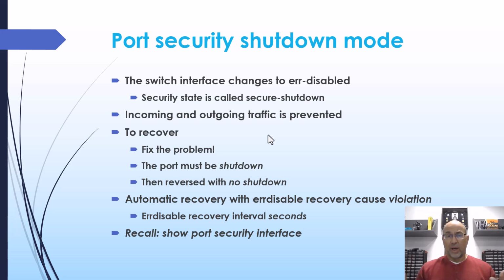Now, the way that you recover is to first fix the problem. Why was there a violation? Why did your port security react the way that it did? So you've got to fix that. And then what you do is, as you saw in the demonstration, we're going to shut down the port and then bring it back. Now, more recent versions of the IOS also have automatic recovery. So you can do the err-disabled or error-disabled recovery cause violation. So if you have this violation, it can automatically recover. But not all IOSs have that.